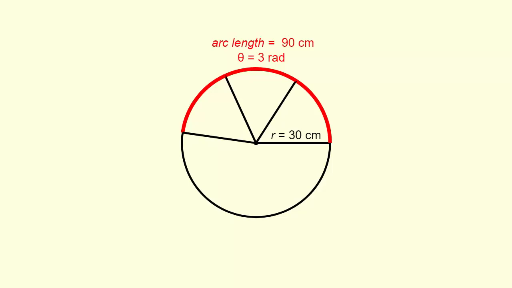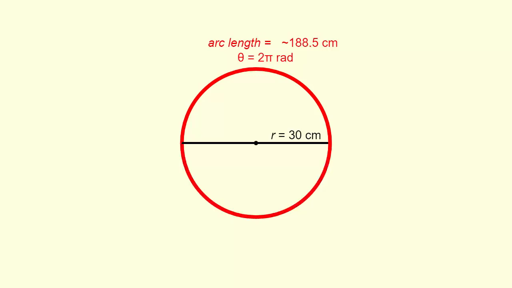If you'll notice, it's not quite half the circle. To make it halfway around the circle, we'll need about 94.25 centimeters of arc length and a little more than 3 radians. We're going to need pi radians, about 3.14. To make it all the way around the circle, we're going to need to wrap the circumference with 2 times pi radii, which we call 2 pi radians. That will give us an arc length of about 188.5 centimeters.